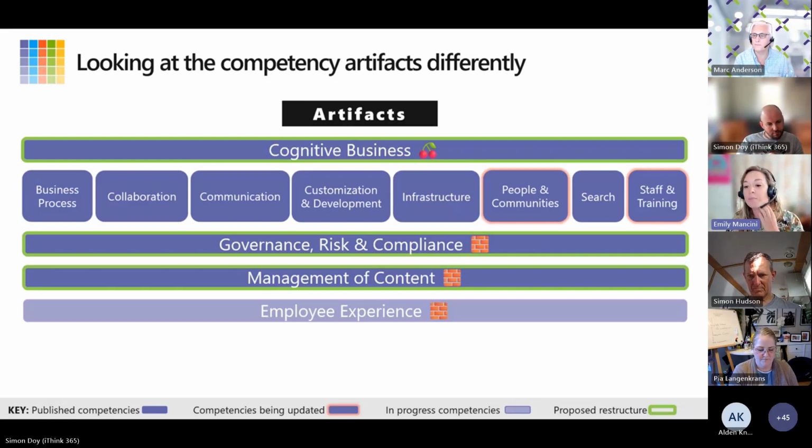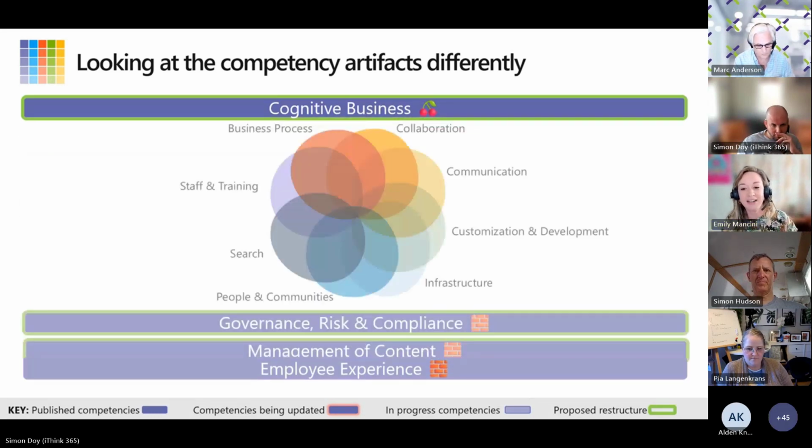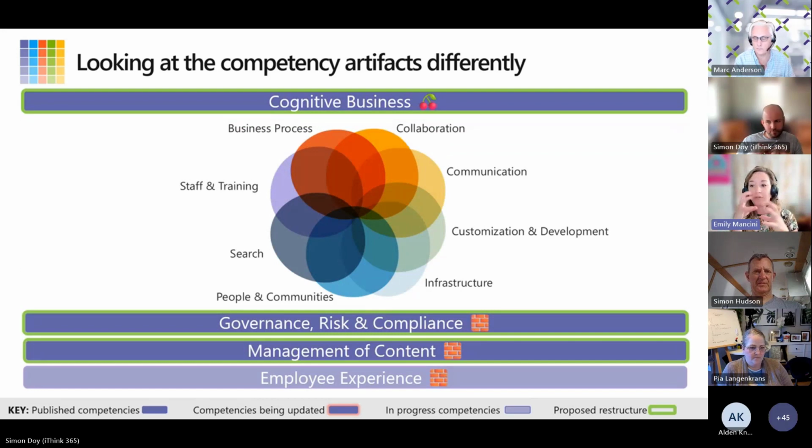We have cognitive business as our cherry on top, as this isn't something that could stand alone without any of our other pieces. But realistically, what we were just talking about was how related each of these different competencies across that middle layer are. We were talking about staff and training people in communities, and it was impossible not to bring up the ideas of communication and collaboration. So looking at the next slide, it's not as pretty of a visual, but technically speaking, what we're saying is all of these are interrelated in the middle. We have foundational pieces, and then we have our additive in cognitive business.